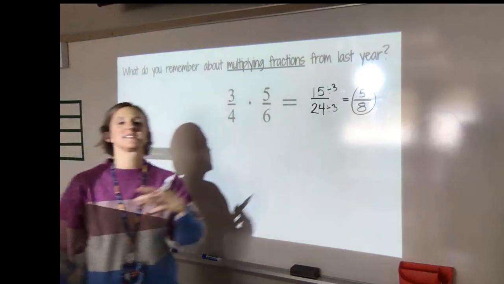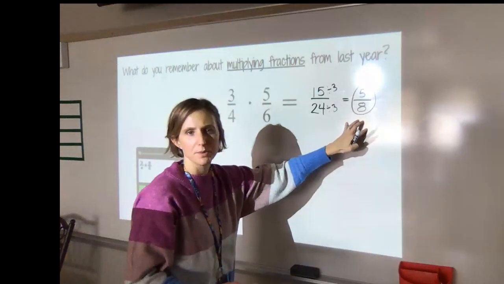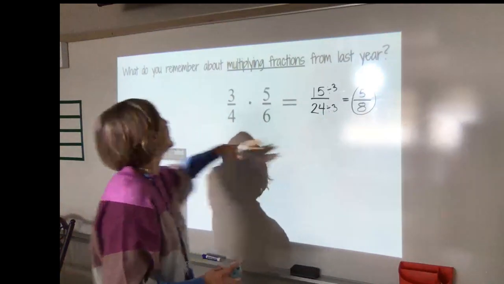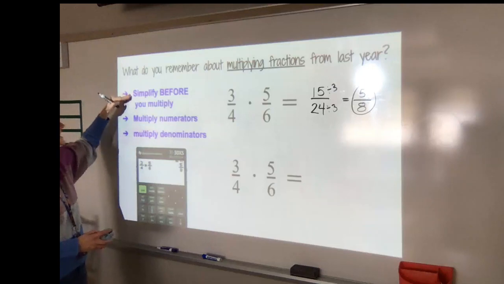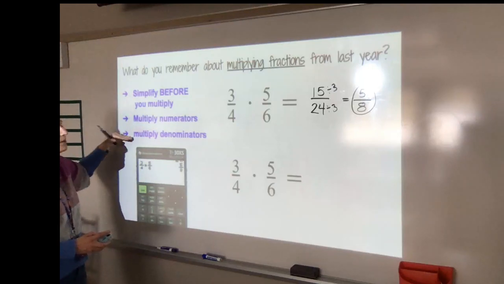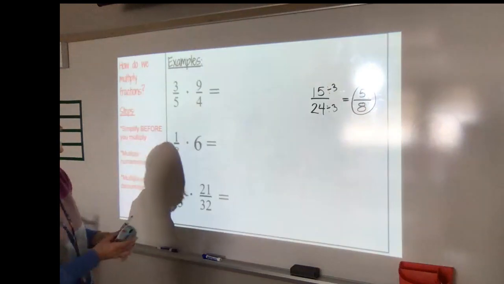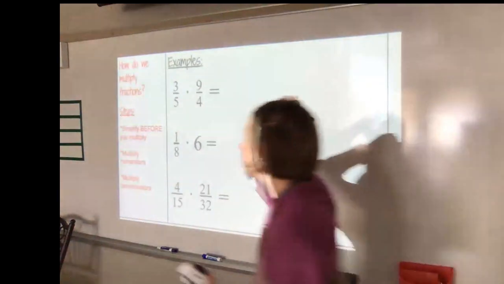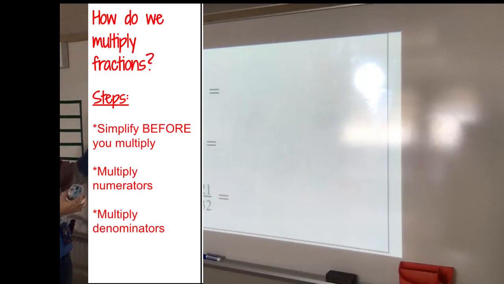Do you remember this nice step we did last year with multiplying fractions that helped us get to the simplest form a little bit faster so we didn't have to do it at the end? We simplified before we multiplied. So that's what we're going to do again this year, and then we multiply the numerators, we multiply the denominators. In your notes on that first sheet, here on the left-hand side, I'd like you to put those steps down. Underneath how do we multiply fractions, go ahead and write steps. And then the first step, we're going to simplify before we multiply.